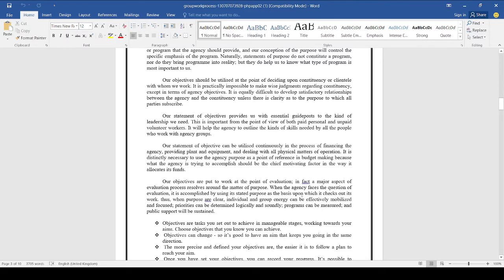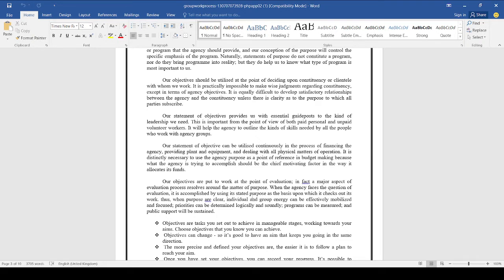And the last point is especially evaluation. The evaluation phase objectives should be very clear. The evaluation phase must be resolved, or it will affect the purpose of the group work practice. Especially when an agency faces a question of evaluation, that means: what is the purpose? It should be very clear.